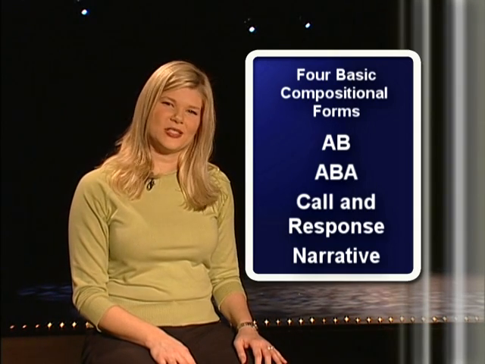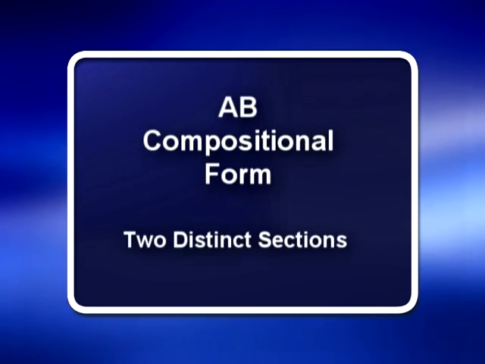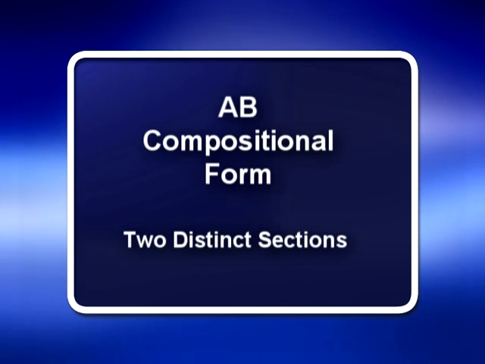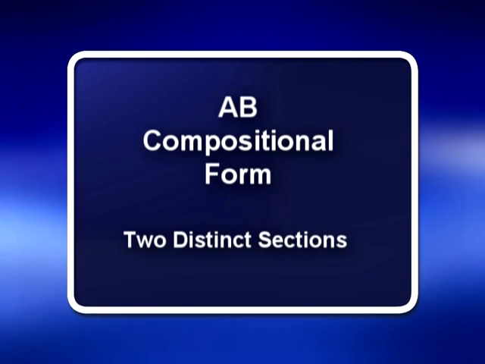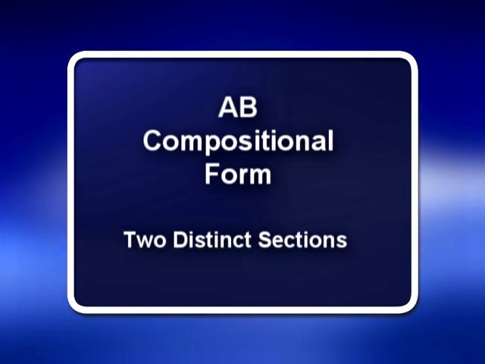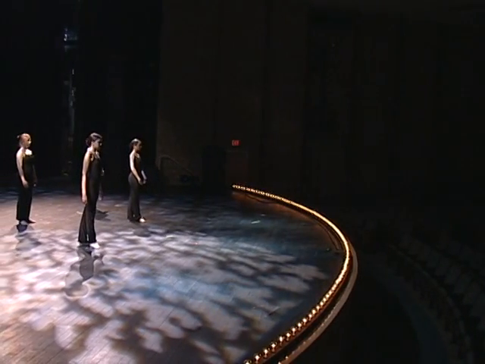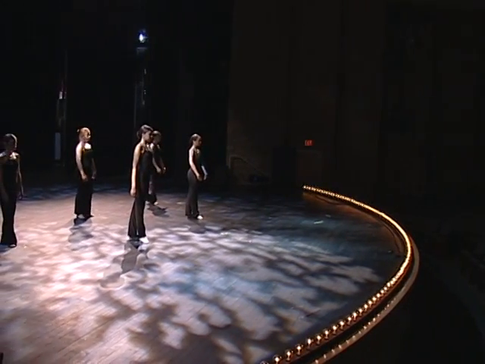Let's start with the simplest one, AB. A dance in the AB form has 2 distinct sections, Section A and Section B. Let's see an example of the AB compositional form now. See if you can find where Section A ends and Section B begins.